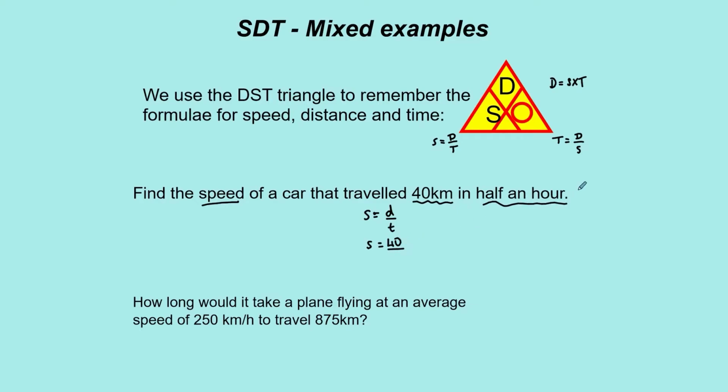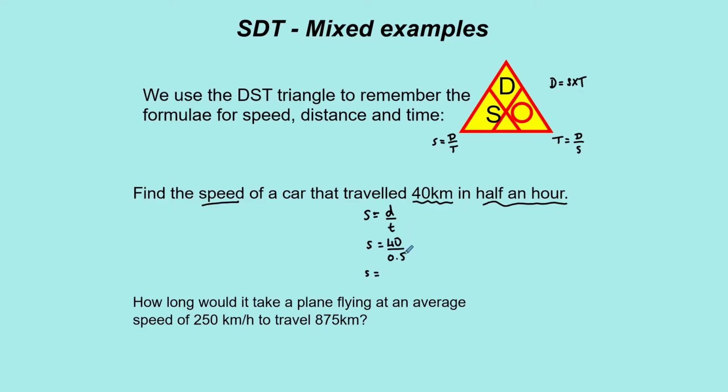Now, when you think about units for speed, when you're talking about cars, it's always miles per hour or kilometres per hour. So our time has got to be in hours. Half an hour, well, half is 0.5. Half an hour is 30 minutes, but we don't want to put 30 minutes. We want to put it as 0.5 hours. So 0.5.